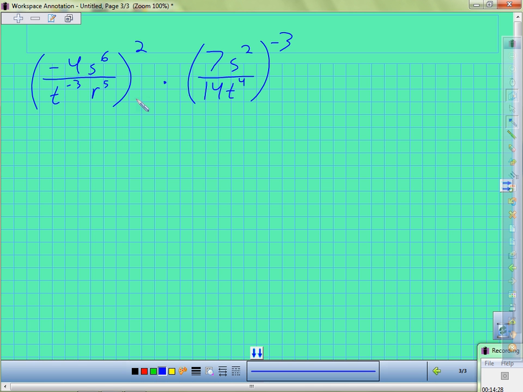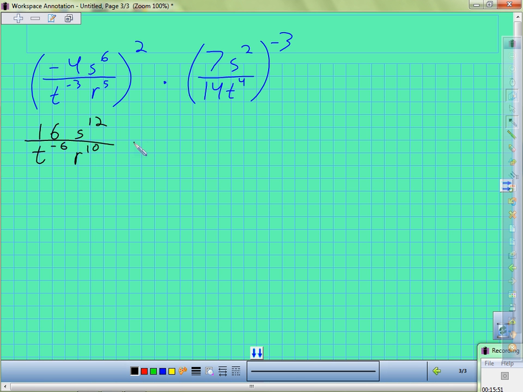So, what's the one big thing to remember when I have an exponent outside the parentheses? What does it get done to? All of them get multiplied by the exponent. I'm just distributing it in. So, negative 4 squared is what? Positive 16. Very good. So 16. Then I have 6 and 2 get multiplied, so s to the 12 over t to the negative third squared is t to the negative 6, and then r to the 10.